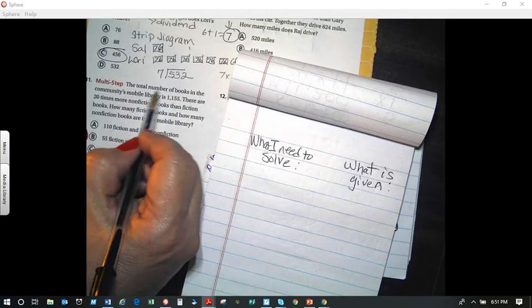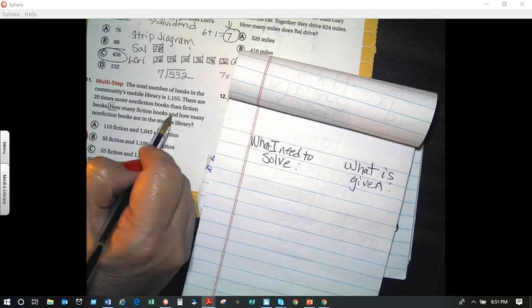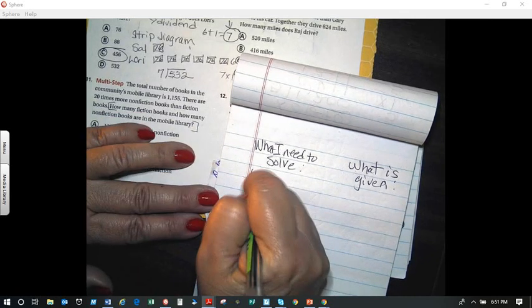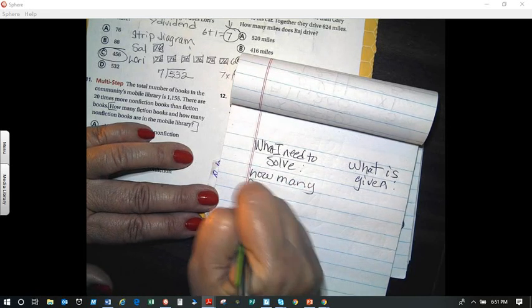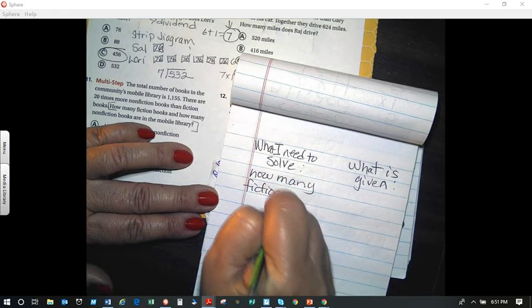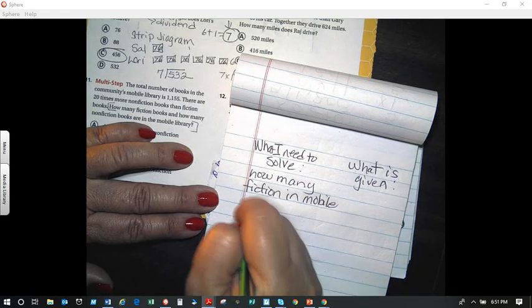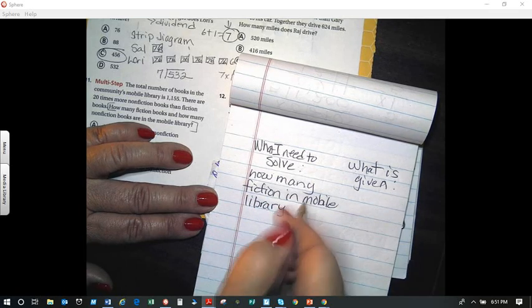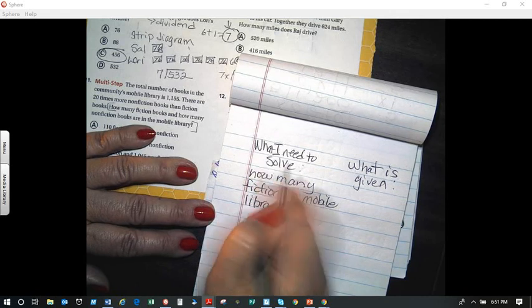So the total number of books, I have to look at how many fiction books and how many nonfiction books are in the mobile library. So I need to know how many fiction in mobile library. And a mobile library is like those buses that travel in the neighborhoods so that students can check out books. They do that during the summertime.